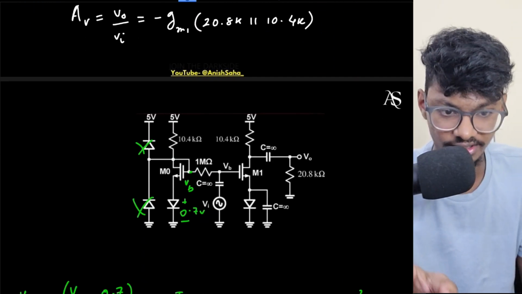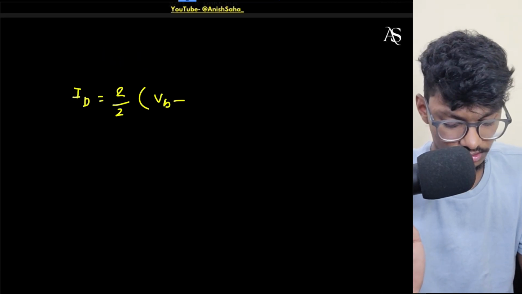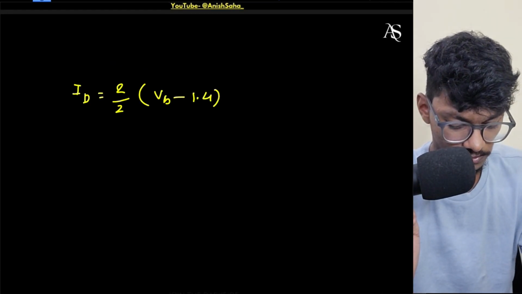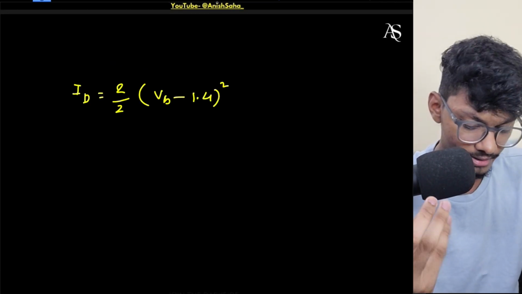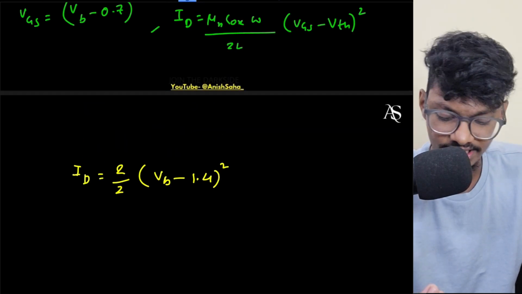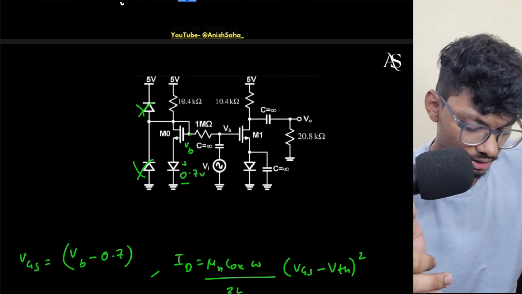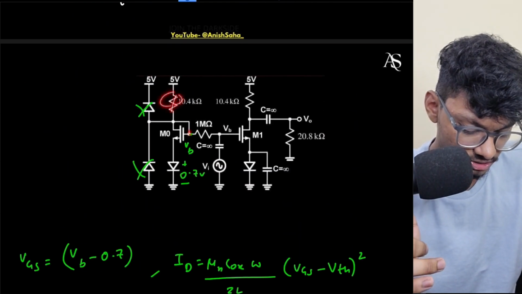Okay, if you forget this 0.7, your answer will be wrong. So it will be minus 1.4 whole square. Now what is actually ID? What is ID here? If I see ID, this is a simple current, right? So this node potential is VB.